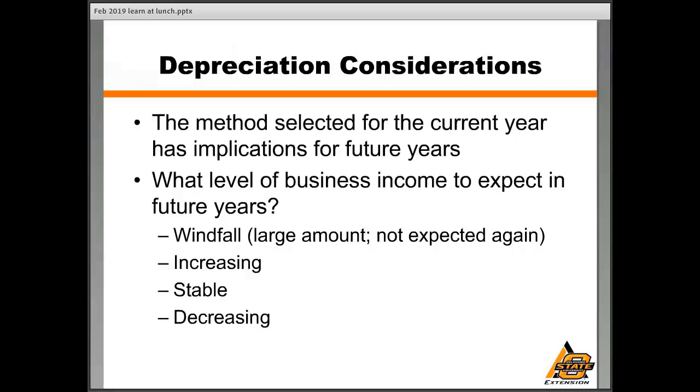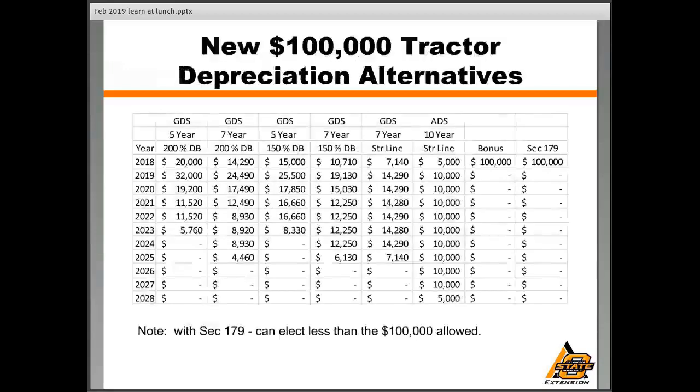Sometimes this is next to impossible to predict, but there are times when we know we've got an oil well being drilled. We expect income to be large. We had a large amount of lease bonus that's going to pop up, things like that. So a large amount not expected to happen again. That has one set of rules that we will apply. If we expect taxable income to be increasing over years or stable or decreasing, these all have different or influence the depreciation method we would select.